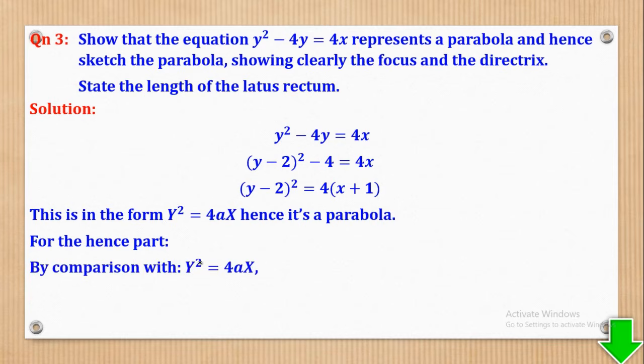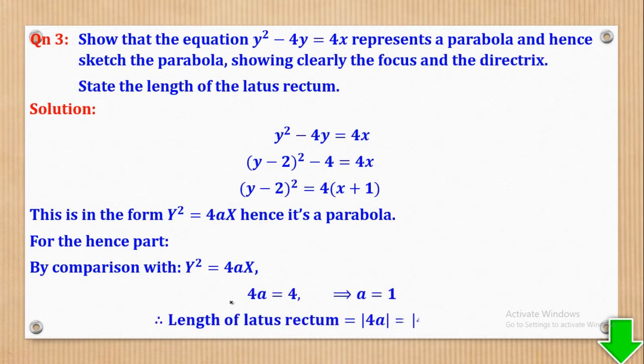So by comparison, when I compare this with this, you realize that this 4 is equal to this 4a. Therefore, a will be equal to 1. And the length of the latus rectum is 4a. Therefore, 4 times 1 will give you 4, which is the length of the latus rectum.